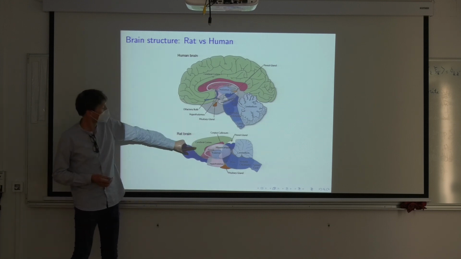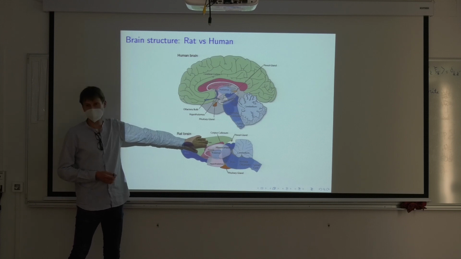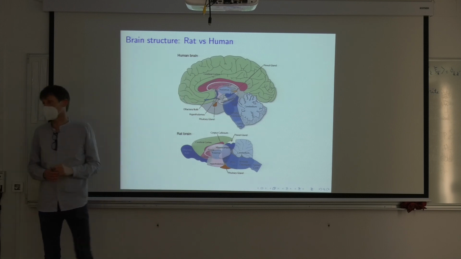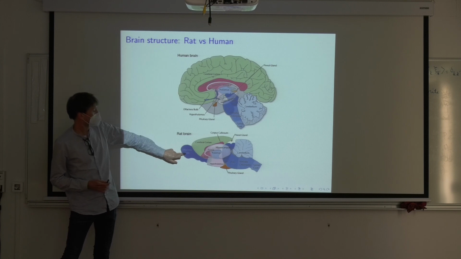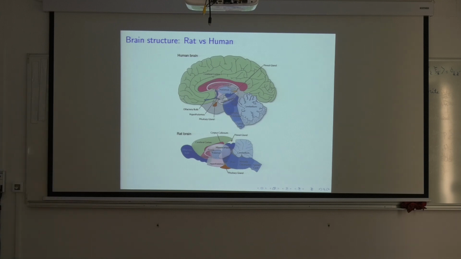Particularly, notice that the fraction of the brain that's the cerebral cortex is much smaller in rats than humans. On the other hand, the olfactory bulb is huge in the rat, but very small in humans. So in the following, I will show you data in particular from rats, from rodents, rats and mice, and also monkeys.